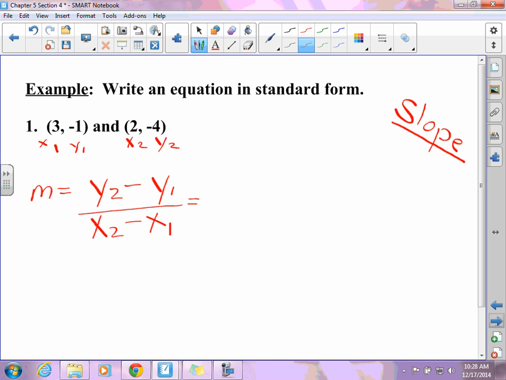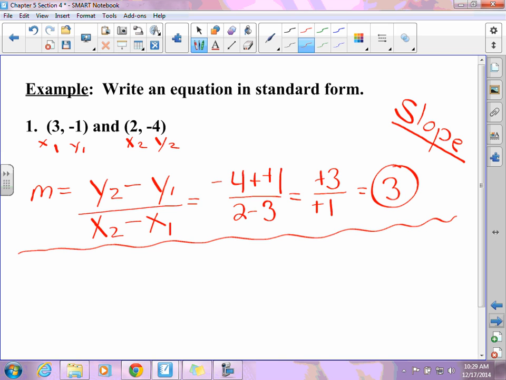I still have a couple of you who don't know this yet. We've got to kind of get it into our brains. What's my y2? -4 minus what? -1 over 2 minus 3. Very nice. Okay, I do my chop chop. My numerator is -3 over -1. That's correct. And notice a negative divided by a negative is a positive. So I end up with 3 for my slope. Looks familiar, doesn't it? We've done it a lot. All right, that's the first step.